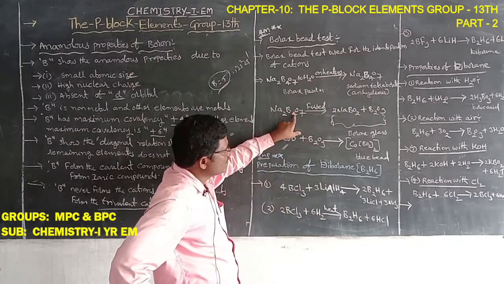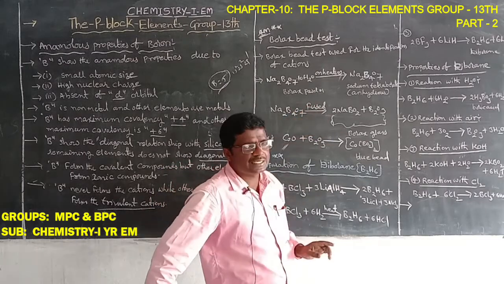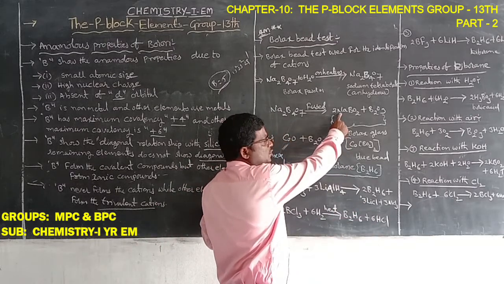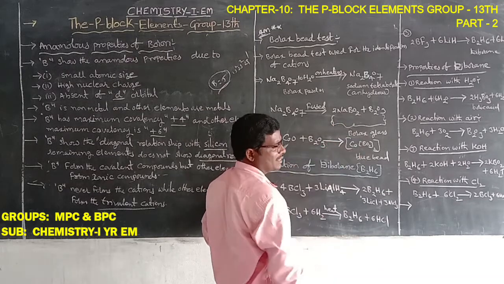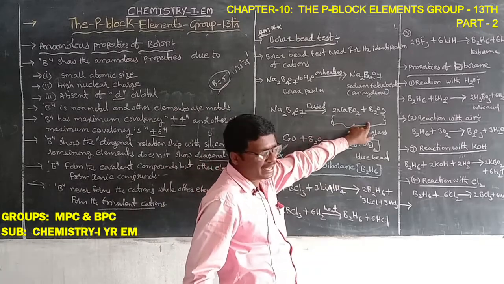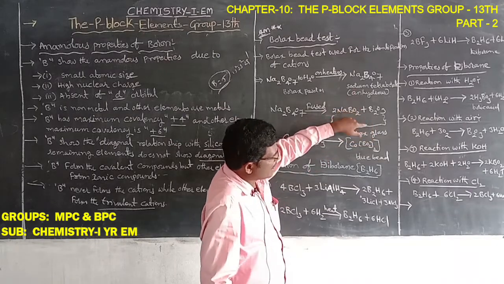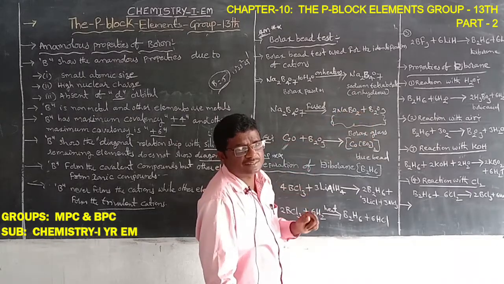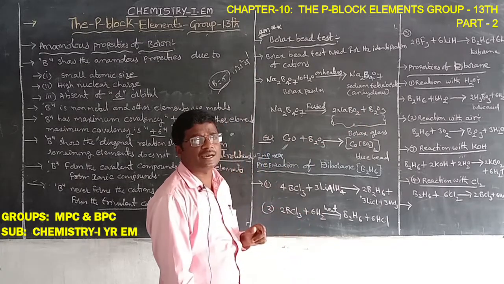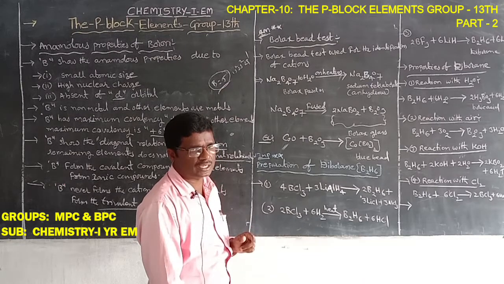When sodium tetraborate is fused, borax glass is obtained. The borax glass consists of two compounds: one is sodium metaborate, the second is boron trioxide. These two compounds are also known as borax glass. In borax glass, boron trioxide reacts with metal oxides to form metal metaborates as a color bead. It is also known as the borax bead test.